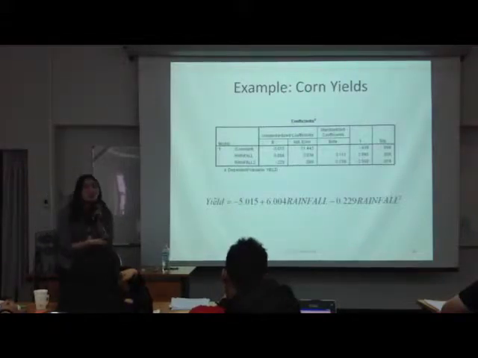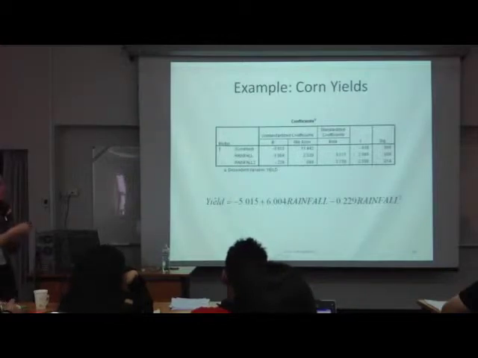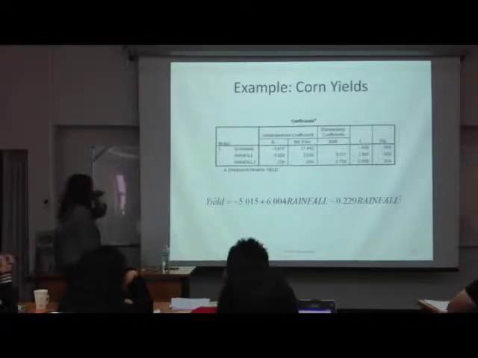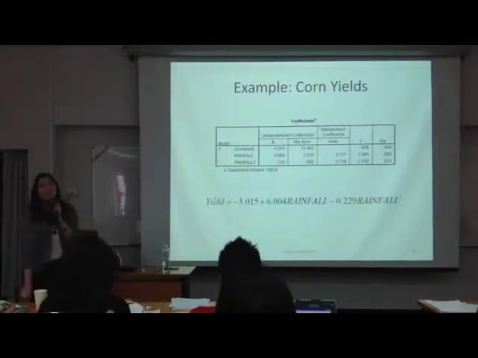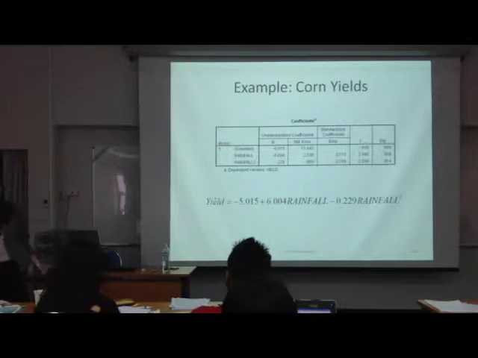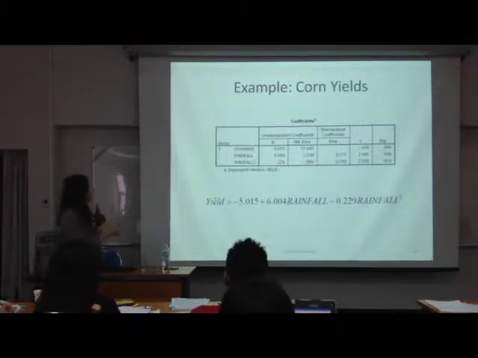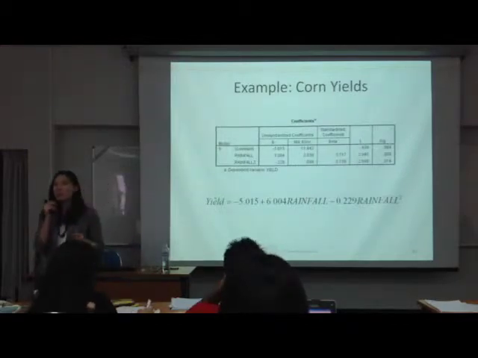Then you can use regression tools to get the coefficients. Here you see that the term rainfall square is significant. Okay, that means that the second order term is appropriate, right? Any questions?